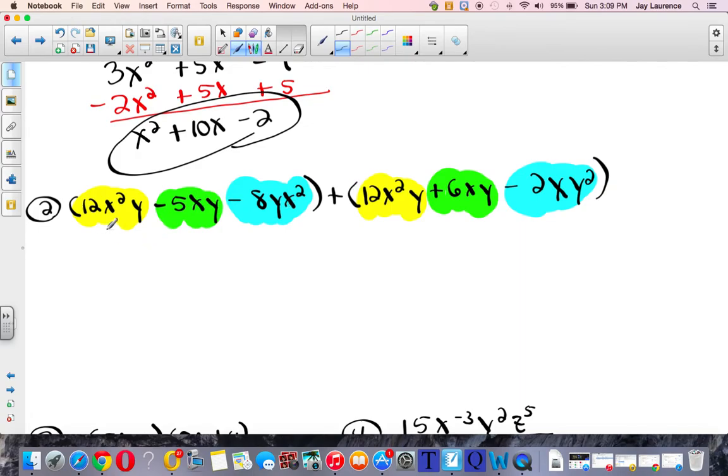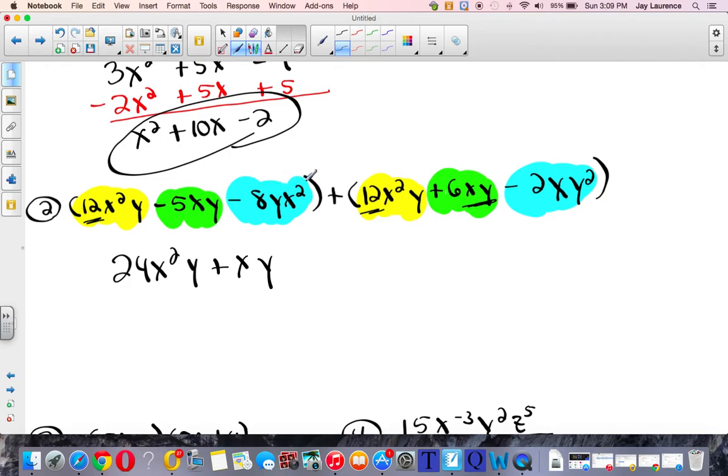So how many x squared y's do I have? Well, I have 12 here, and I have 12 here, so I have 24 x squared y's. Now I have a minus 5xy and a plus 6xy. That would be a plus xy, wouldn't it? Negative 5 plus 6. Remember, the variable could be something tangible. Make it pencils, make it quarters, whatever you want it to be. The coefficient, the number in front, only tells you how many there are.